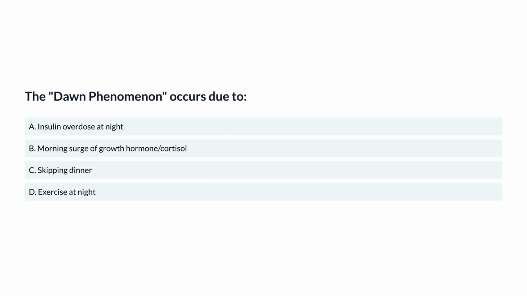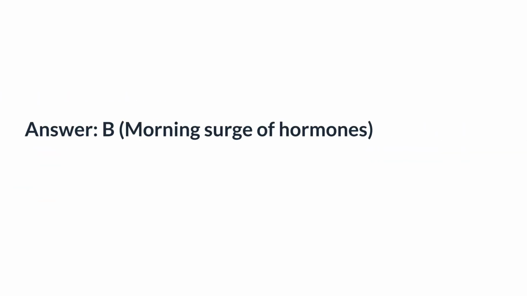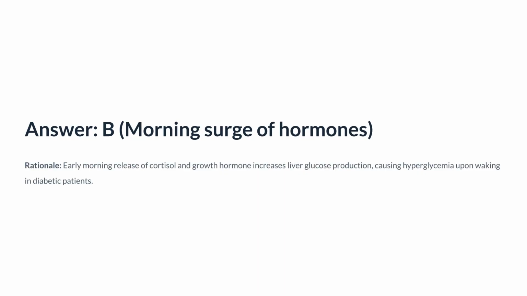The dawn phenomenon occurs due to answer, B, morning surge of hormones. The early morning release of cortisol and growth hormone increases liver glucose production, causing hyperglycemia upon waking in diabetic patients.